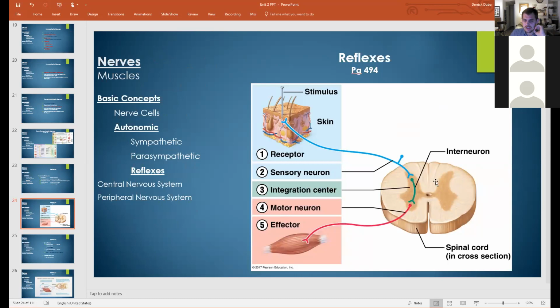And so it's going to go to this integration center in here, the interneuron. And then it'll send an output along a motor neuron, which is going to move something into an effector, which is going to affect some kind of response here.